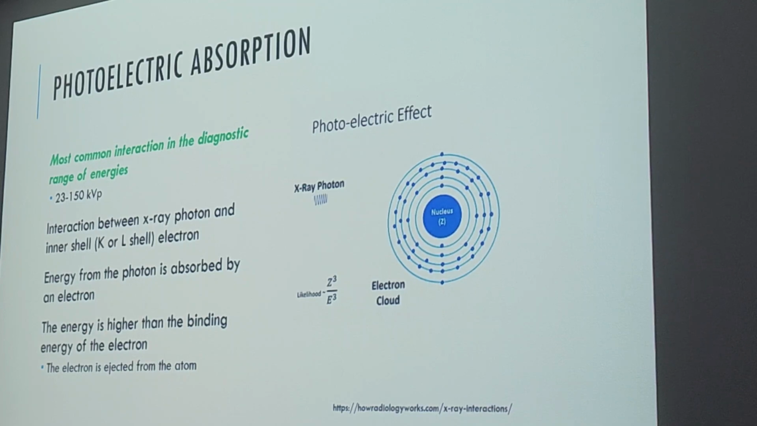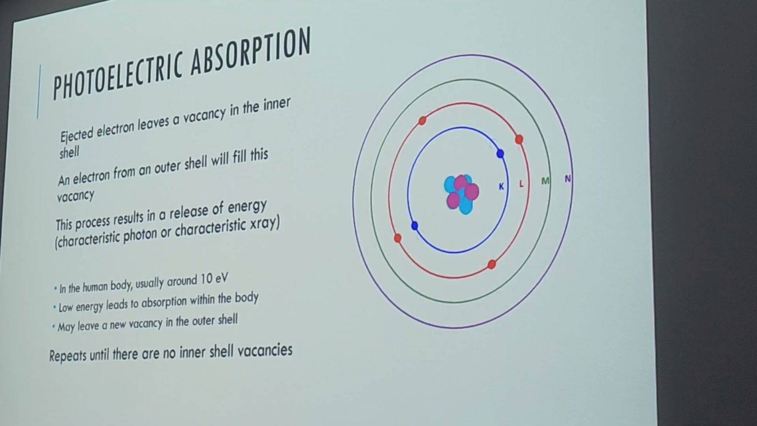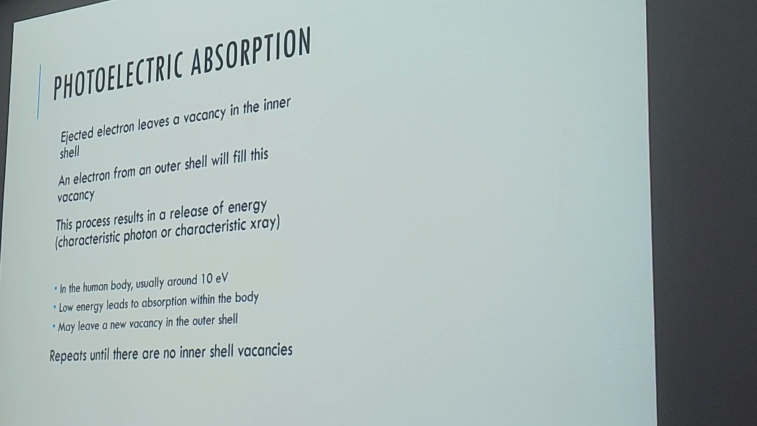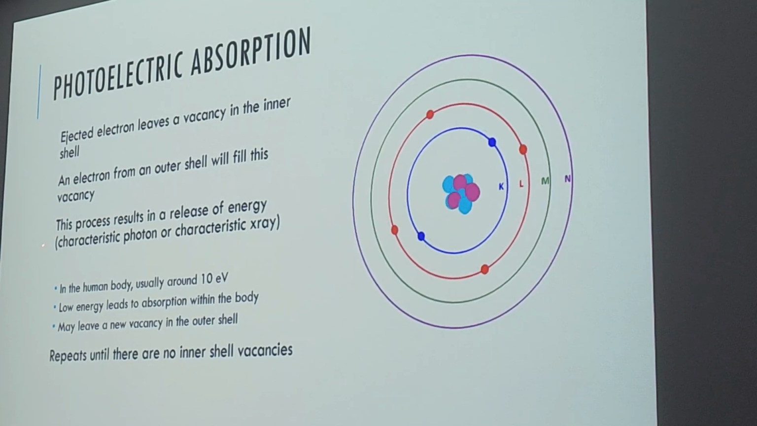And then once that electron is kicked out, what happens? There's a vacancy where the electron was kicked out. So the outer shell electron falls down and fills that spot, and in that process some energy is released as a characteristic photon, a characteristic X-ray. That's correct.